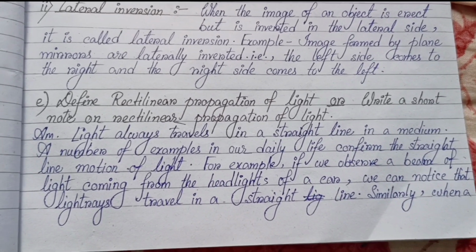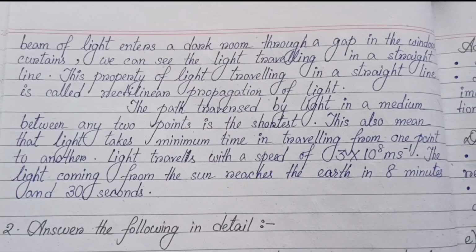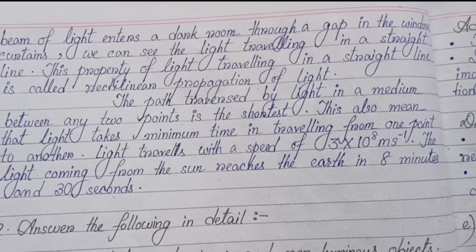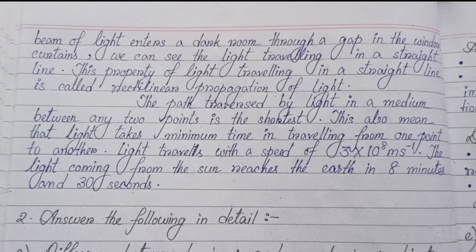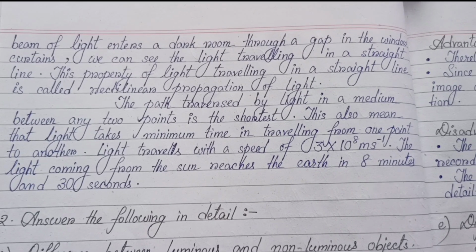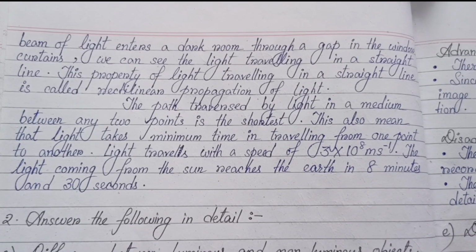Similarly, when a beam of light enters a dark room through a gap in the window curtains, we can see the light traveling in a straight line. This property of light traveling in a straight line is called rectilinear propagation of light.